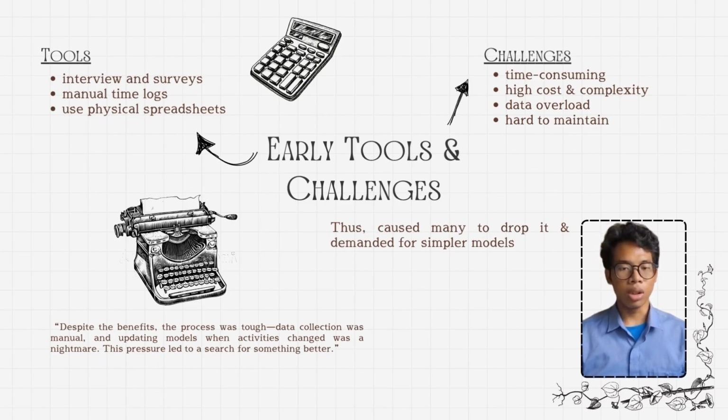Now, let's talk about the tools used in early ABC systems. When ABC first came out, there were no ready-made software systems like SAP and NetSuite nowadays. So, companies had to conduct interviews and surveys with each line employee, track time manually on a daily basis, and use actual spreadsheets to calculate activity costs. While it worked, it was very time-consuming and hard to maintain, especially when things in the company changed. So even though ABC was powerful, these challenges limited its long-term use and caused many companies to drop it later.